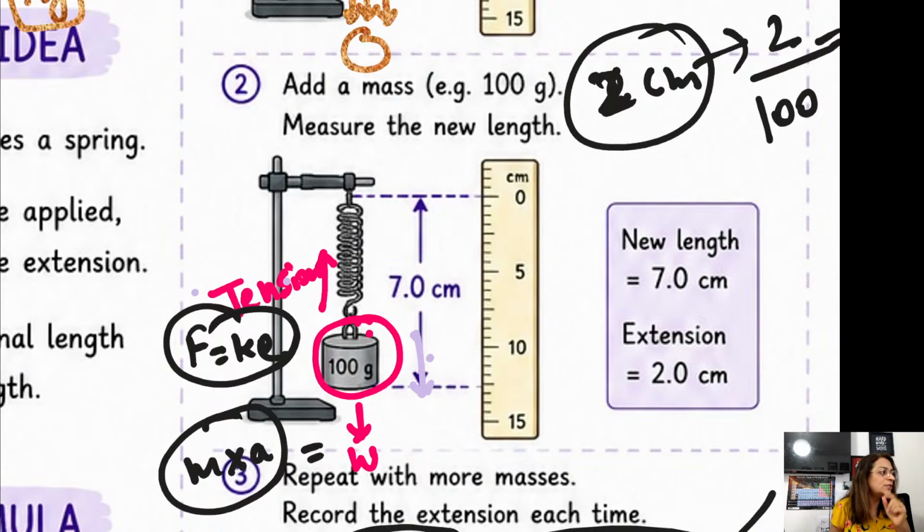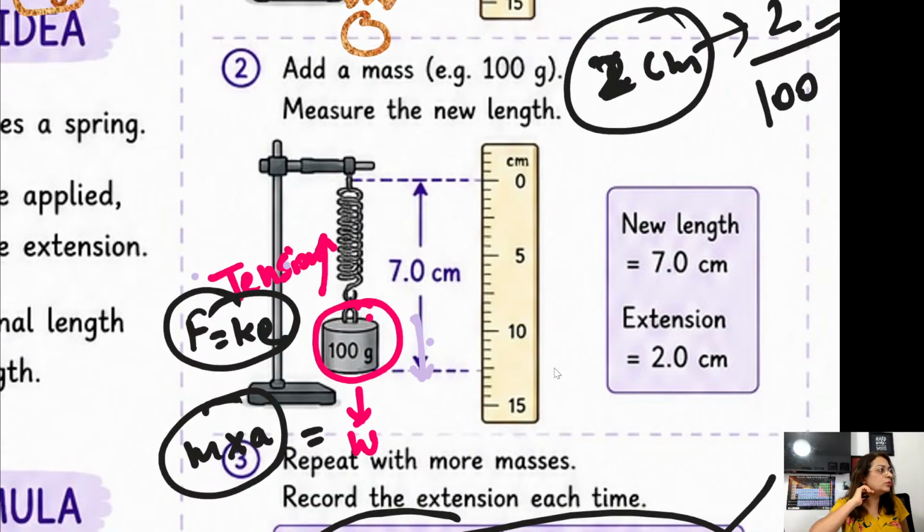Can I ask you one stretch question and see how many of you can answer it? Listen carefully. If the object is stationary, this mass is not moving anymore, what is happening to the forces? Is one increasing and one decreasing, both tension and weight, or are they both equal if the mass is stationary?